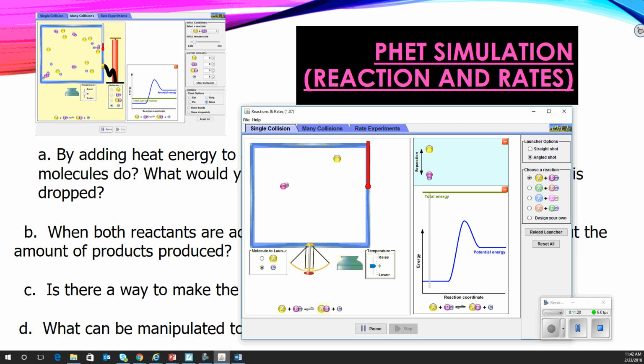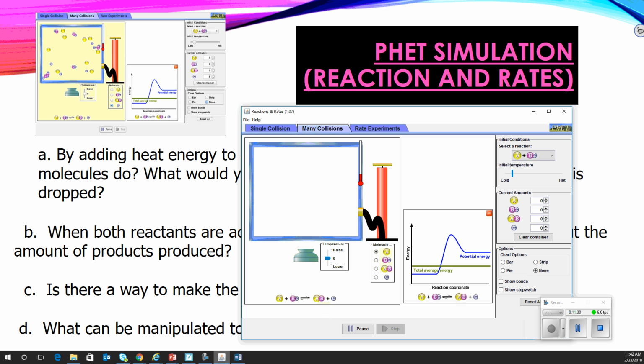I can also go to many collisions, where we're going to add this one. I'm going to pump things in. Okay, so I've got a lot of things coming in here that are reactants. I want to heat up the temperature, see what happens. I want you to just play with it for a minute. Okay, I'm going to bring you back in about 7-8 minutes. So just play.